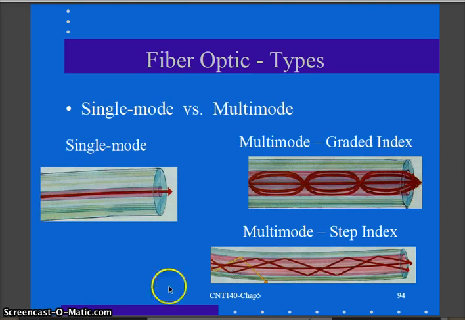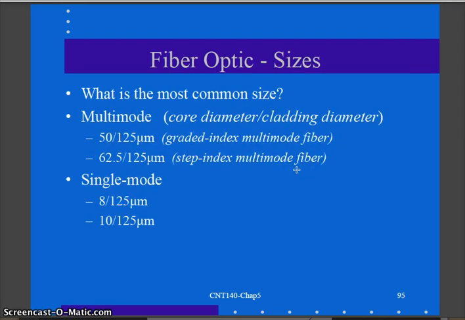Here are pictures again of single mode, multi-mode. Okay, single mode, I'm sending a single ray of light down through my core. Multi-mode, I'm sending multiple light rays. I'm either bending them to keep them in the core, or my index of refraction is drastically different, and it's actually bouncing off, reflecting off, if you will. And that's where they get the graded index and the step index on those two.